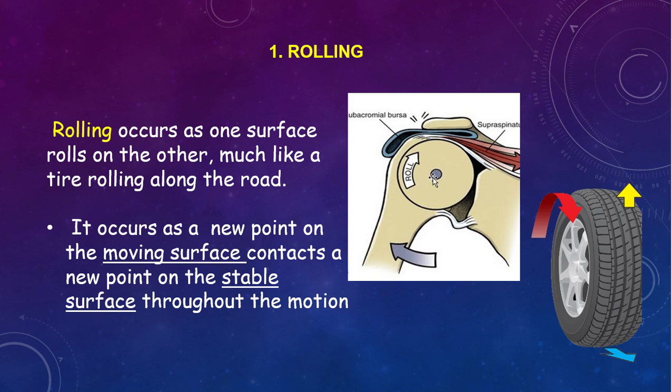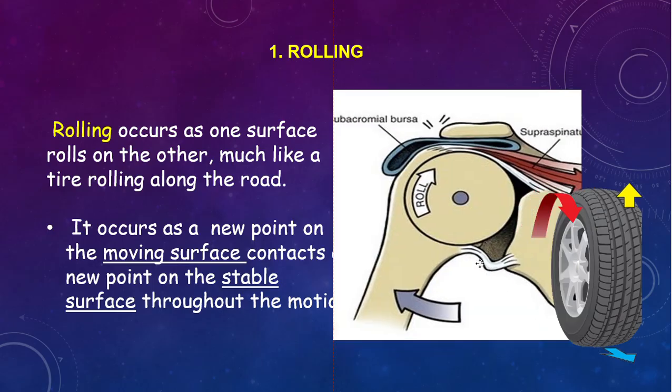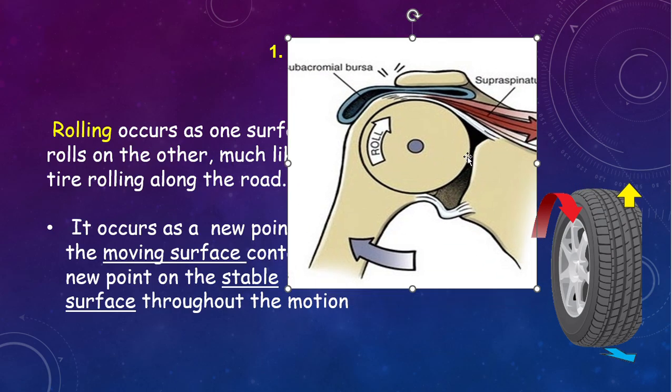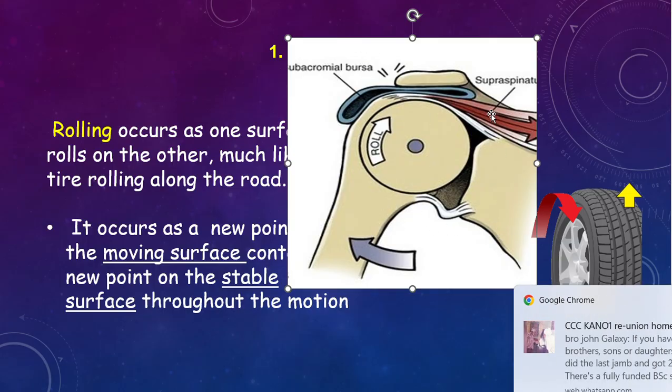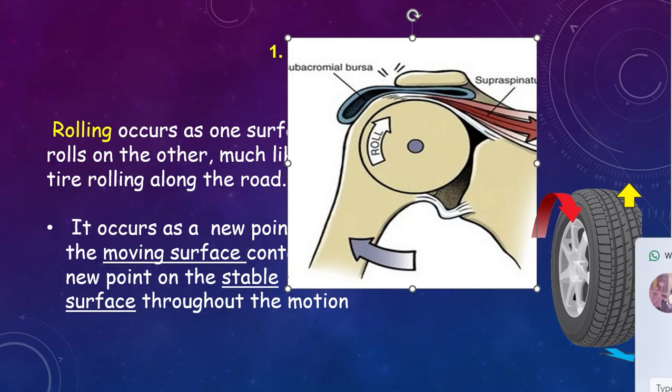And that's exactly what you have in that diagram. If you look at this diagram, in the glenohumeral joint, during abduction, this part of the head of humerus makes contact with this part of the glenoid cavity. Another part of the head of humerus will have to make contact. Another part will have to make contact for that rolling to be completed. The stable bone here is the glenoid cavity. The moving bone here is the head of humerus. Do you understand?